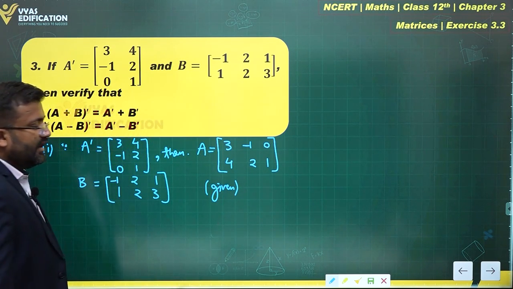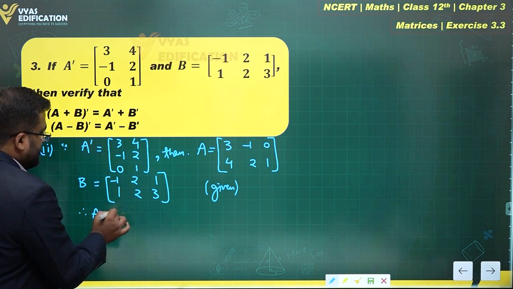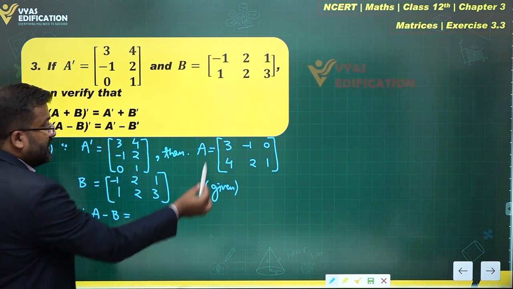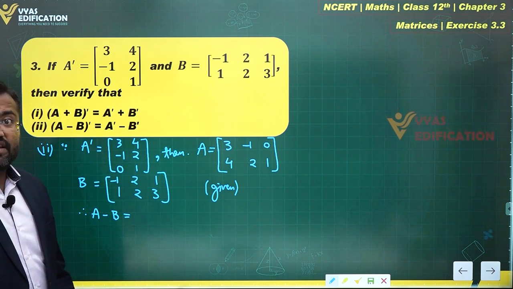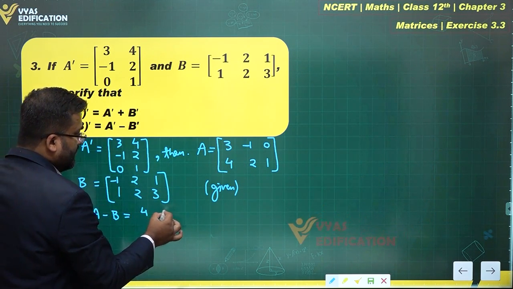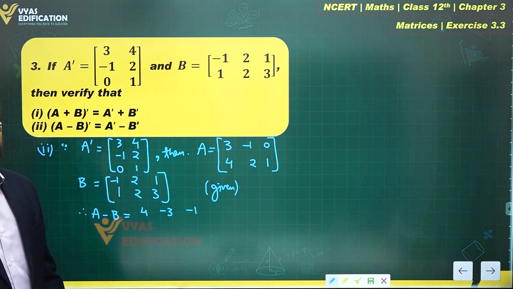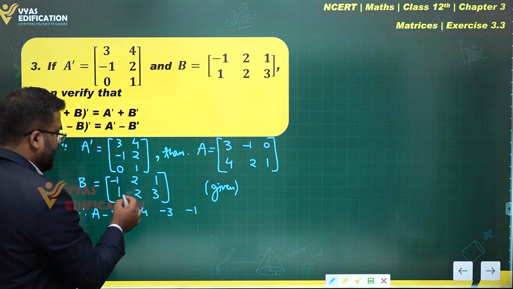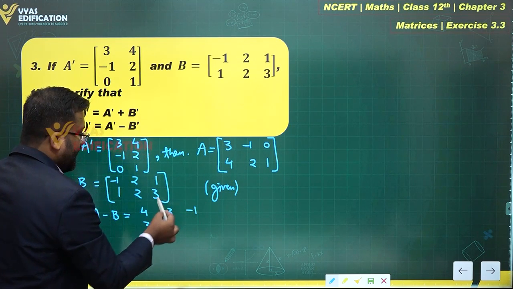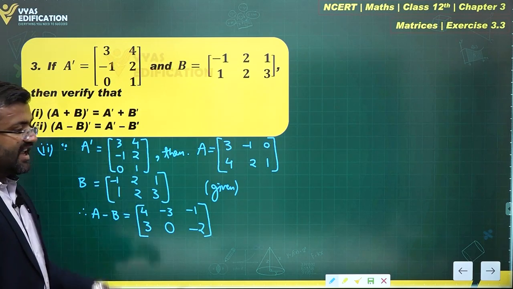Okay. Can we find A minus B very easily? Yes. Therefore, A minus B is equal to what? A minus B will be obtained by subtracting this and this. Now, 3 minus of minus 1. What will that be? 3 minus of minus 1 becomes 3 plus 1, which is 4. Minus 1 minus 2 will become minus 3. 0 minus 1 will become minus 1. This is what you'll be getting. What next? 4 minus 1 is equal to 3. 2 minus 2 is 0. 1 minus 3 is minus 2, and that is what I get over here. This is the matrix A minus B.